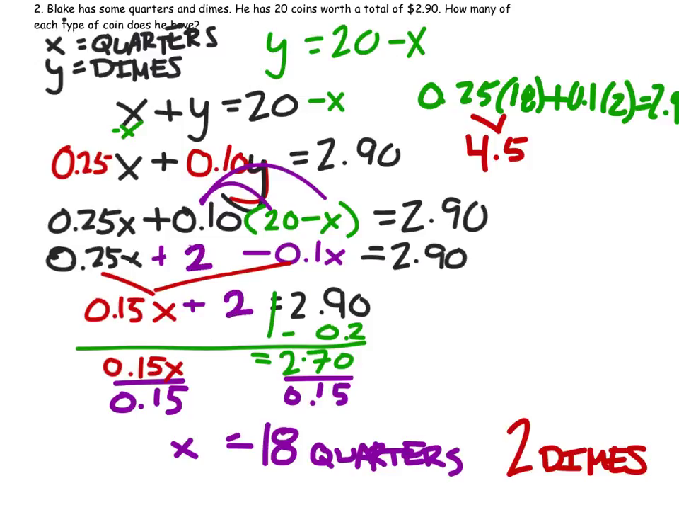Now when I subtract, I'm subtracting 2, which gives us 0.9 divided by 0.15, which shouldn't be 18 quarters. That should be 6 quarters. I got my dimes and quarters mixed up. So 6 quarters, right here. And if there were 6 quarters, it should be 14 dimes.